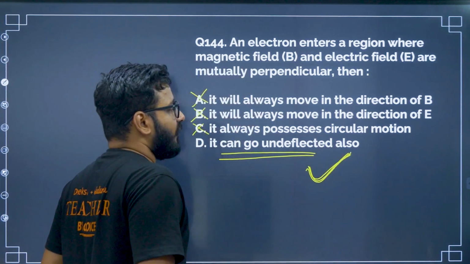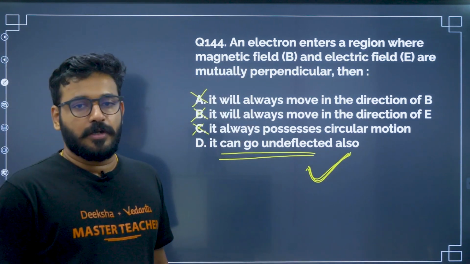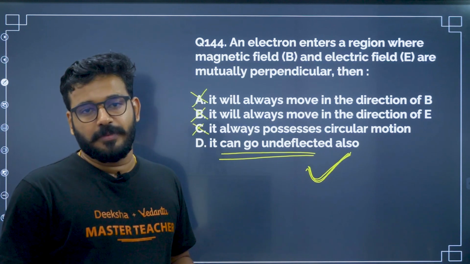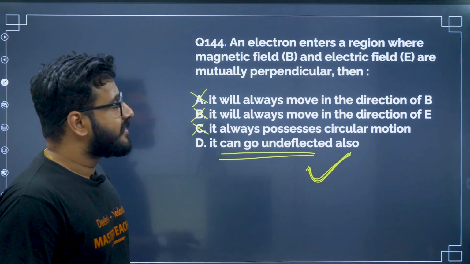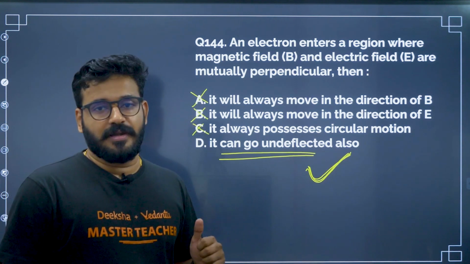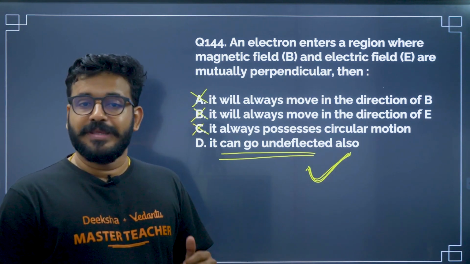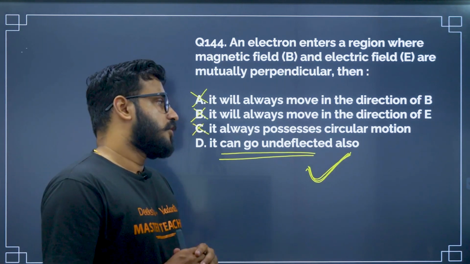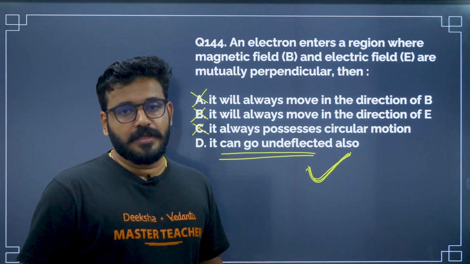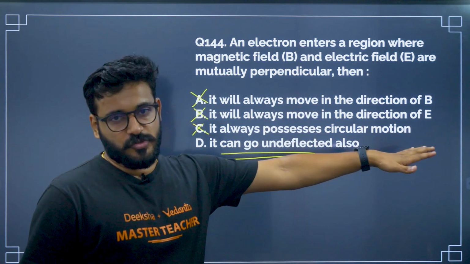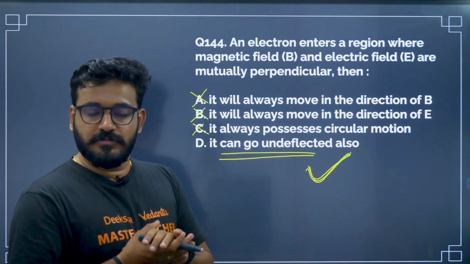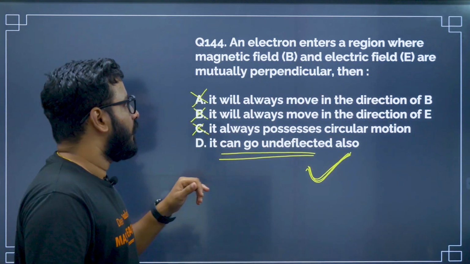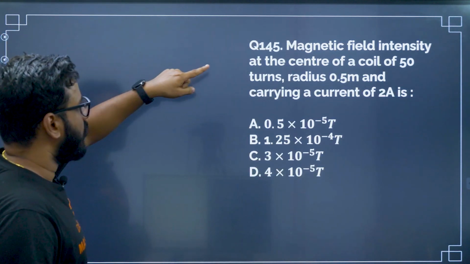So when electric field and magnetic field are perpendicular to each other, the only possibility remaining for the electron or the charged particle is moving undeflected, with the net force acting on it being 0. So that is the primary possibility here, and that is the correct answer. Rest all are impossible, they are asserting something which is not possible. Once again, an easy question. Let's look at the next question.